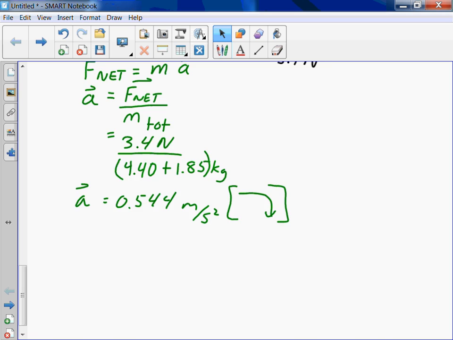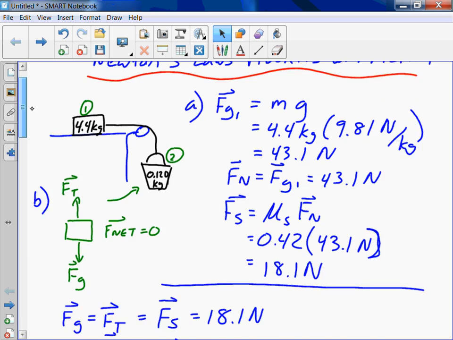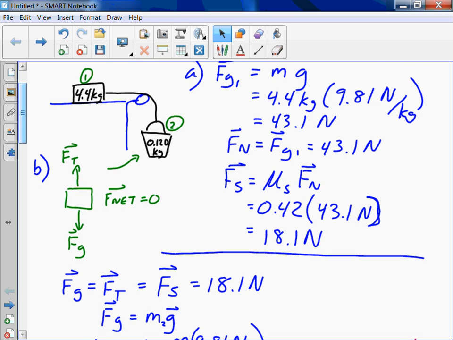Okay, so let me just review that. Part A said what's the maximum force of static friction? That's just acting on this block. We don't even care about the dangling mass at this point. So just 4.4 times 9.81 multiplied by the coefficient.